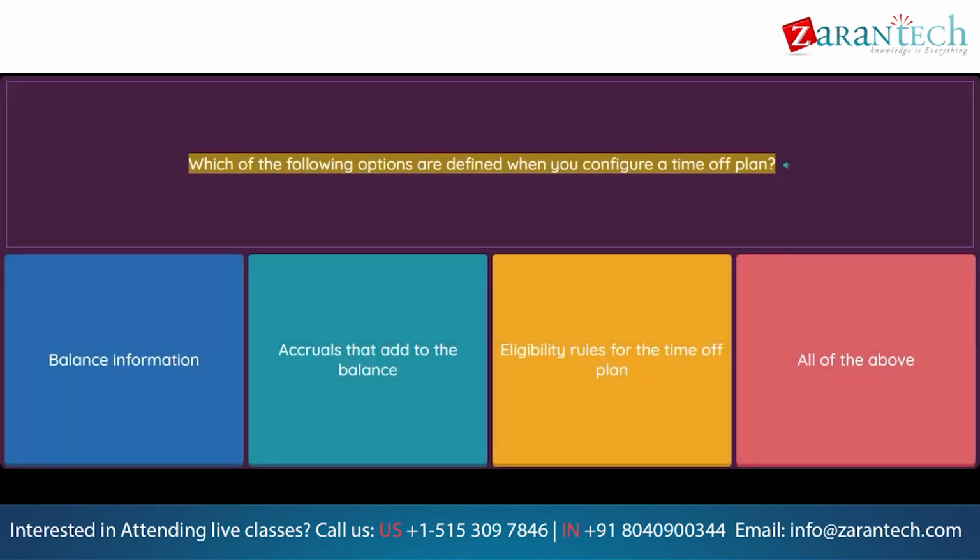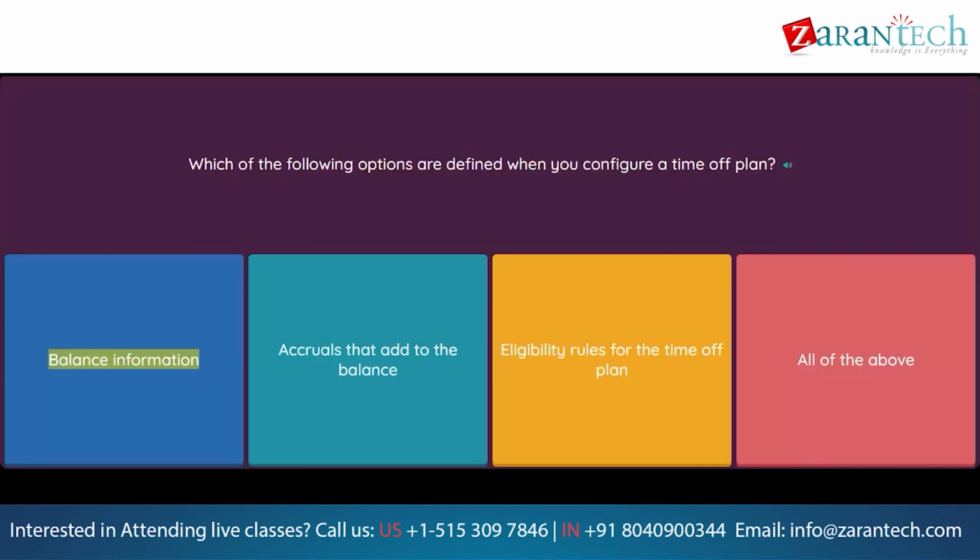Question: which of the following options are defined when you configure a time off plan? Option 1, balance information. Option 2, accruals that add to the balance. Option 3, eligibility rules for the time off plan. Option 4, all of the above.